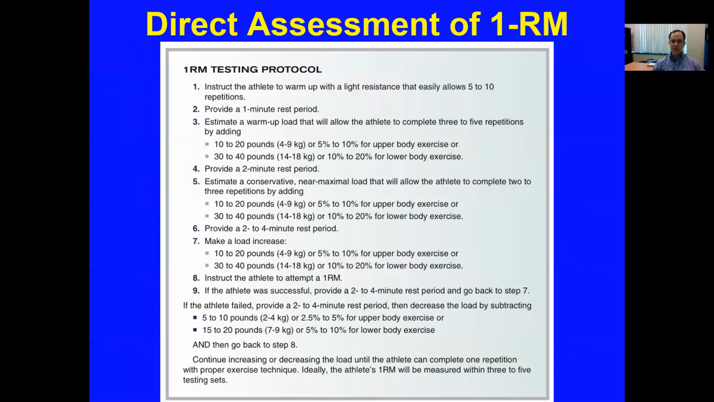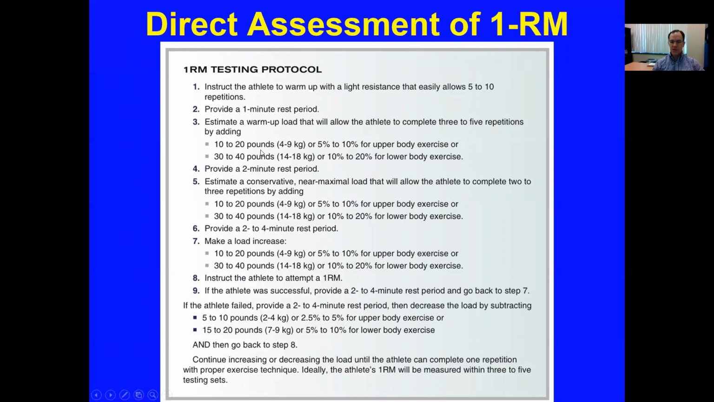Here's a direct assessment of 1 RM and how to do it. You don't need to memorize every single detail, but just generally the idea is what you'll need to be familiar with. And so you start off with instructing the athlete to warm up with some light resistance, allow 5 to 10 reps, provide some rest period, and then you're going to start to progressively add more weight to that exercise.